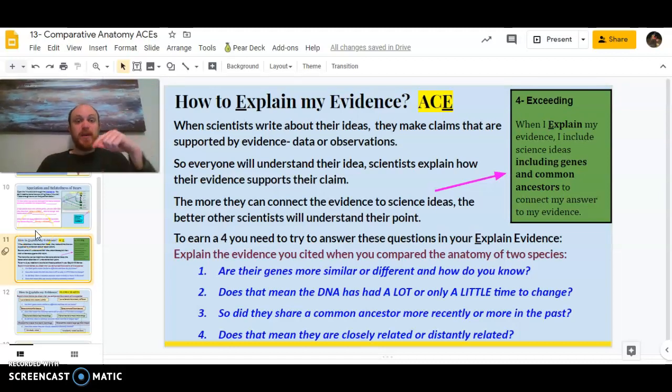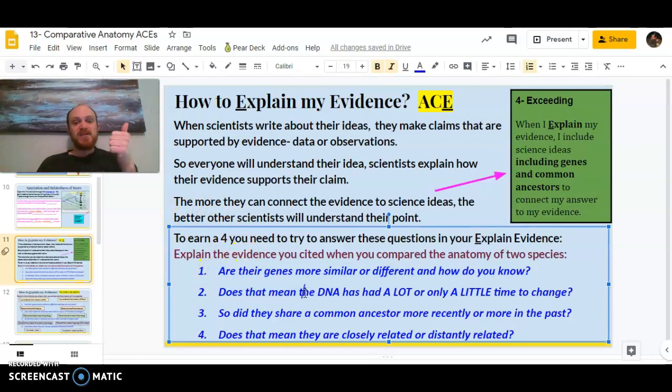So for this unit, to get an exceeding standard, we want really strong explain evidence. And so this is what we're going to do. After you have already made your claim, I think these two things are related. That's because of these bones and these bones that are so similar. When we go down to the explain, we're going to talk about these 4 questions.